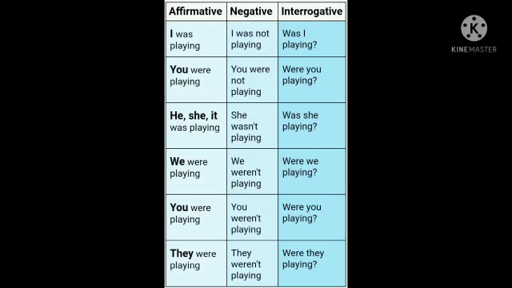And here comes the last one, they were playing, as they is plural, that's why we are using were. So they were playing, and the negative of this affirmative sentence will be they weren't playing. Remember students, weren't is the contracted form of were not, and the interrogative of both these sentences will be were they playing, ending with the question mark.